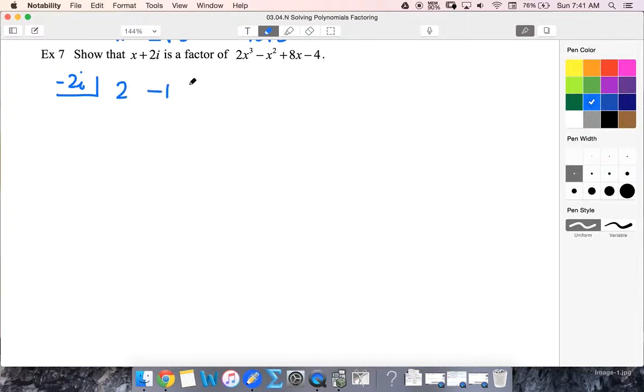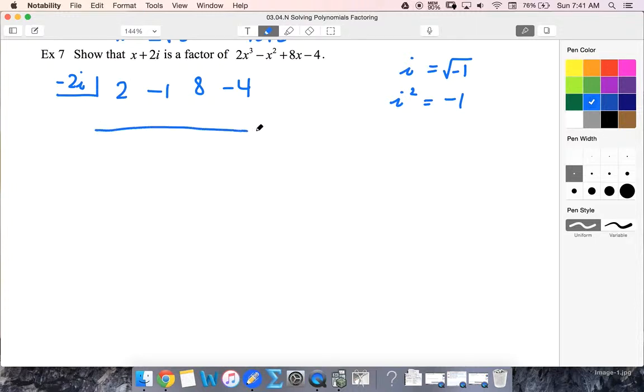2, negative 1, 8, negative 4. And some things you might need to know. So i, like I've said, is the square root of negative 1. That means i squared is going to be negative 1. So just some helpful hints for us to know.